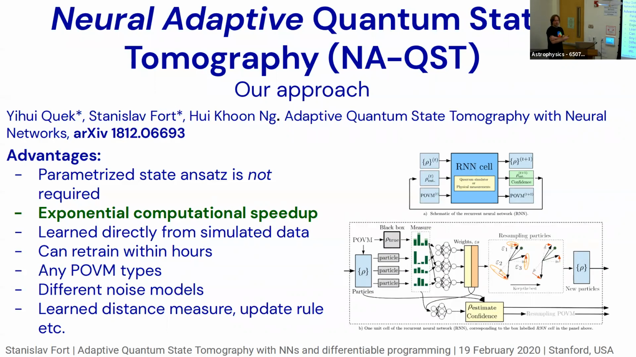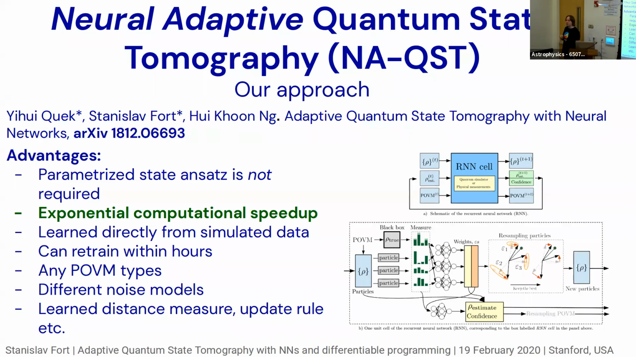And the advantages of our approach are that we don't need to have a parameterized state ansatz, as many methods in deep learning for quantum solid state stuff typically have. So we don't have to have that. It's very limiting typically. We have an exponential computational speedup, and so that's pretty cool asymptotically. But we even have very small constants, so we actually get much faster processing times than what you would normally get. We learn all these things directly from the simulated data, and we can simulate density matrices and noise and all these things really nicely on a computer, so that's not a problem. It can be learned within hours on a laptop, so it's very efficient in training as well.